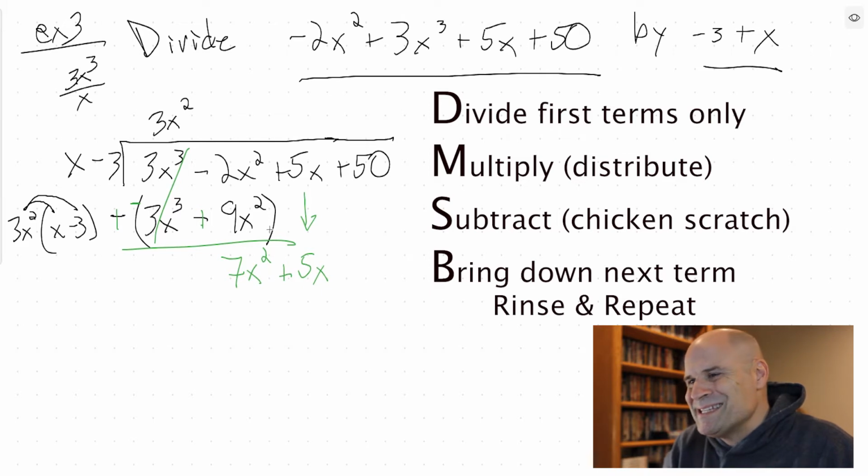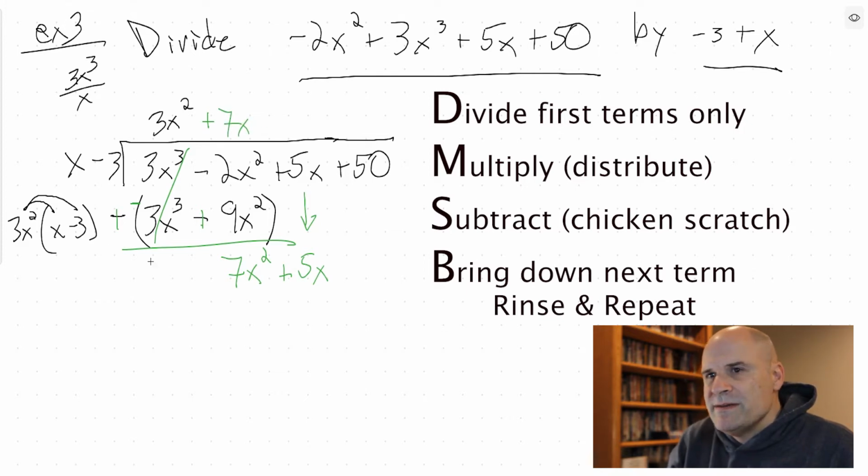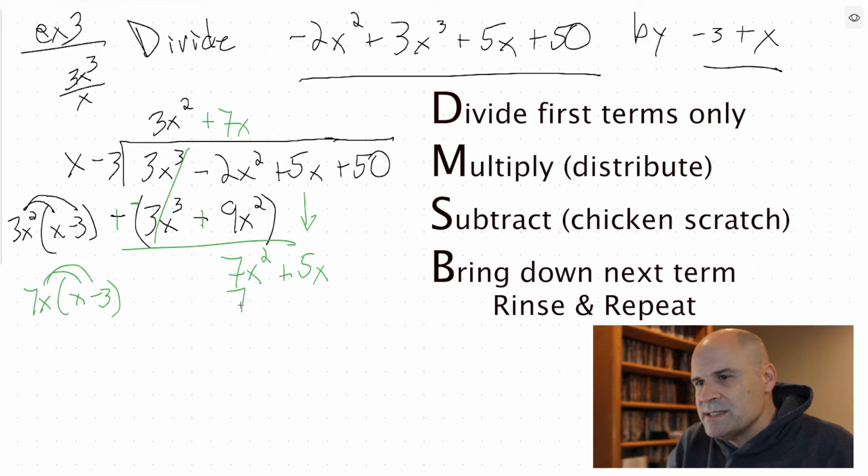So what's 7x squared divided by x? Well, whenever you just divide by an x, you just get rid of an exponent. You just take away an x. So this becomes 7x. Now we're going to multiply. So 7x times x, we can write it out if you want. You don't have to do this if you think you can do it in your head. So we're distributing: 7x times x is 7x squared. 7x times negative 3 is negative 21x.